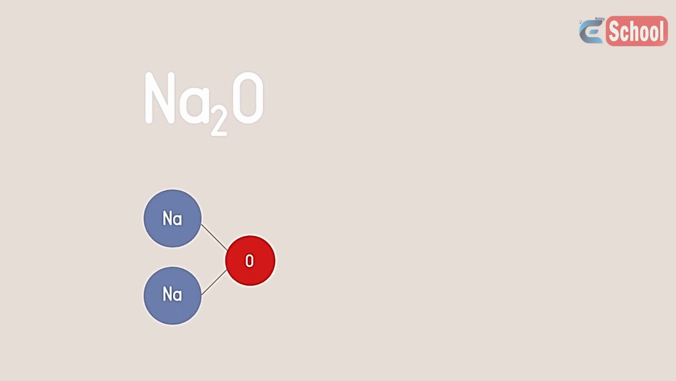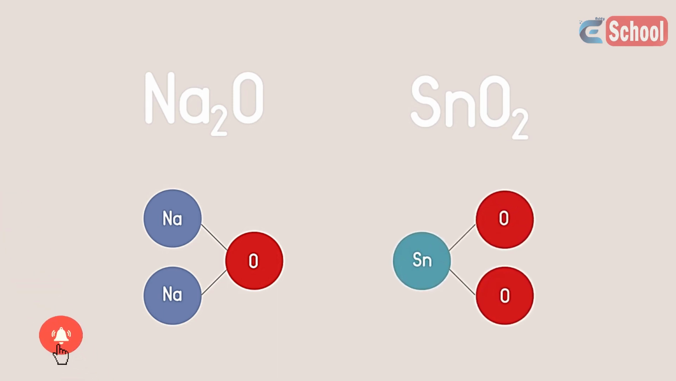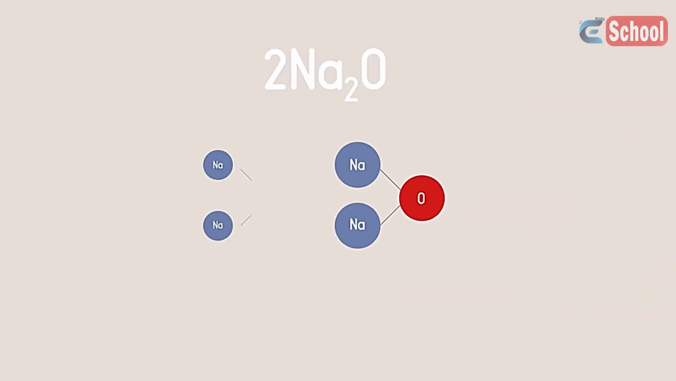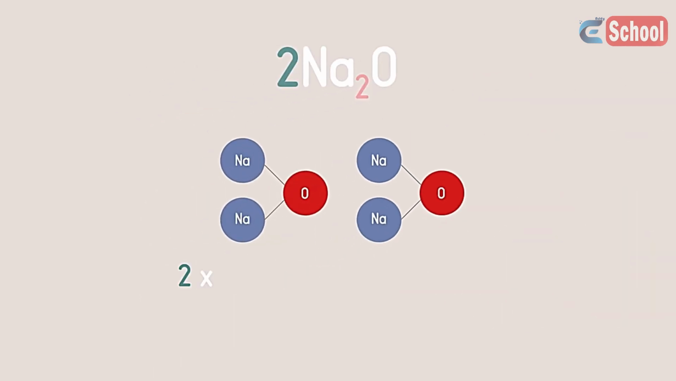So Na2O has 2 sodium atoms and 1 oxygen atom, whilst SnO2 has 1 tin atom and 2 oxygen atoms. If you have 2 Na2O, you have 2 times 2 sodium atoms. That's 4 sodium atoms. But you only have 2 times 1 oxygen atoms.